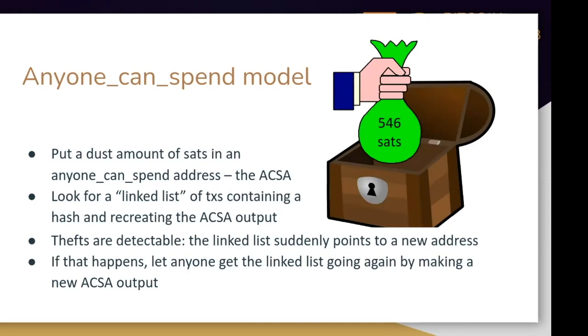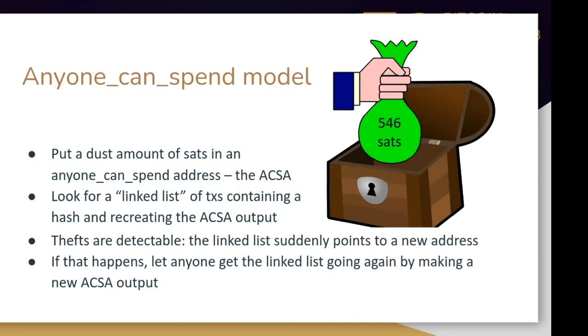And every time that there's money in there, you create a text field. Anytime you take money out of it or put money into it, you create a text field that has a hash of a sidechain block. If somebody steals that little dollar, no big deal. That just means the linked list suddenly doesn't point to the same address that the money came out of. It's going to the thief's address.